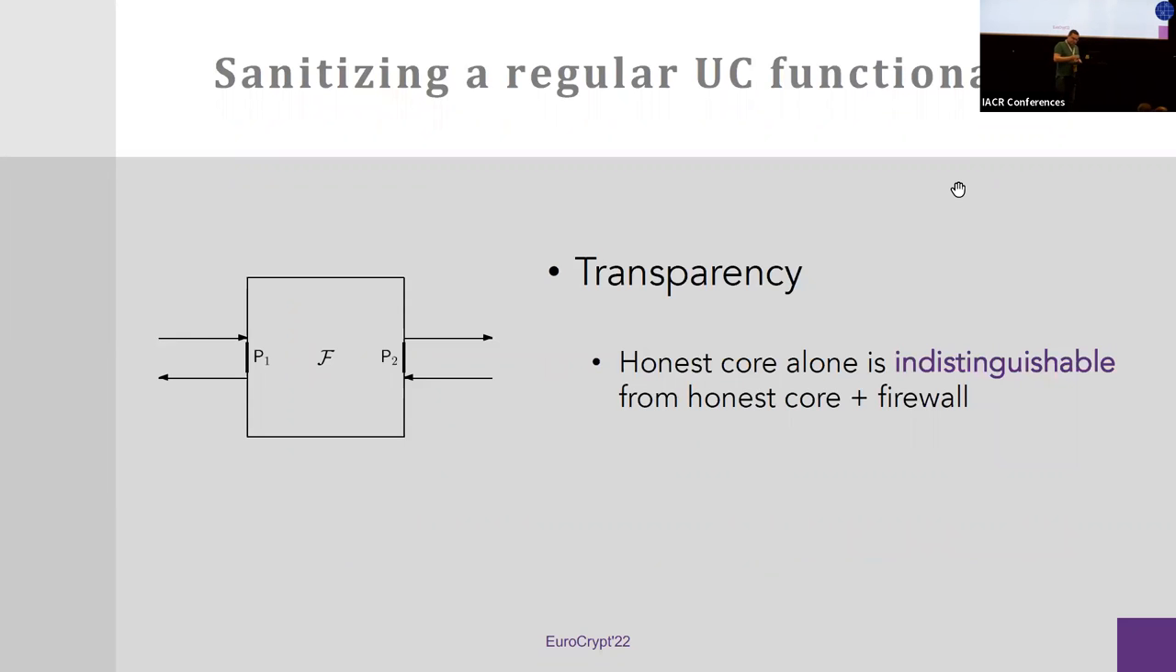Another important notion for these regular UC functionalities that you want to build a firewall from is transparency. If you have an honest core and you put a firewall in between its communication, you don't want this firewall to change the communication behavior of the core. So the firewall needs to be transparent to the honest core, as if the firewall were not even there.